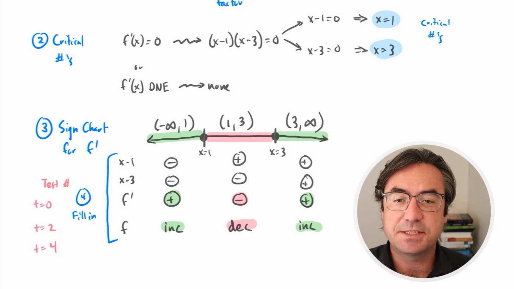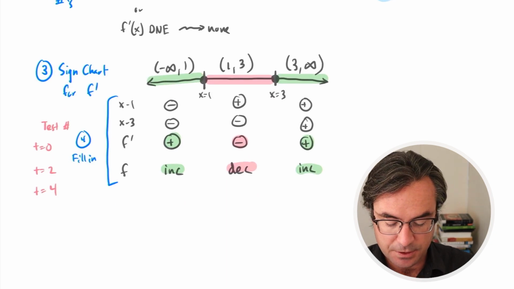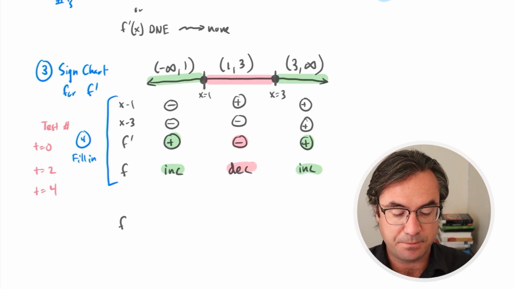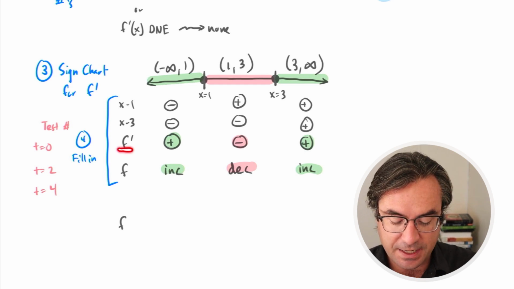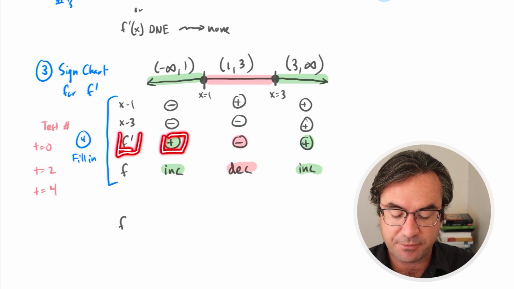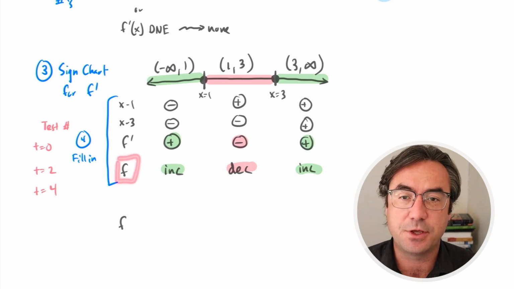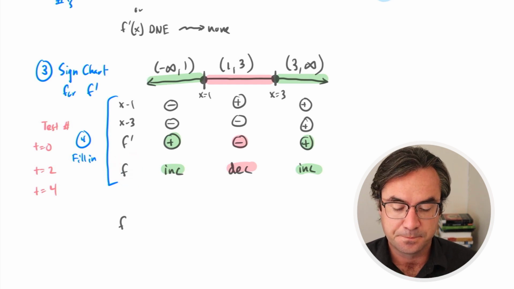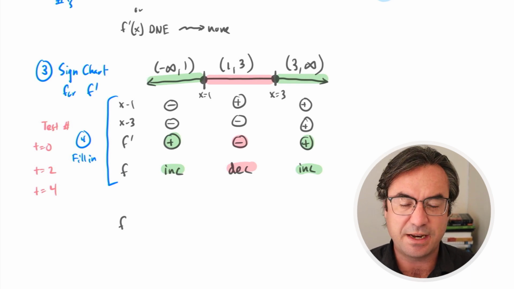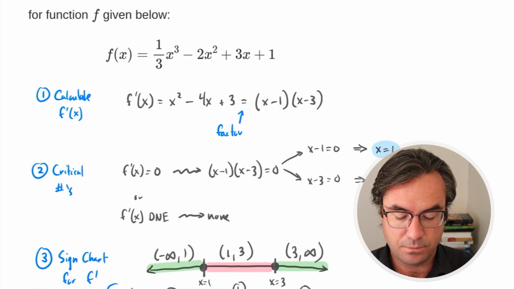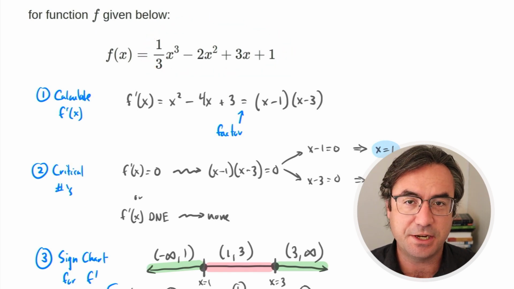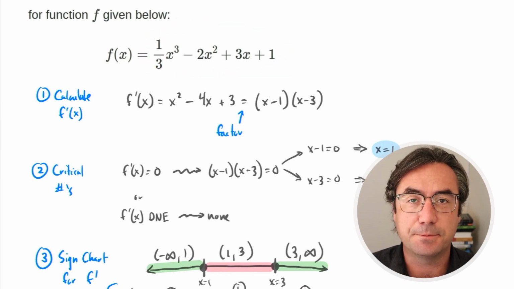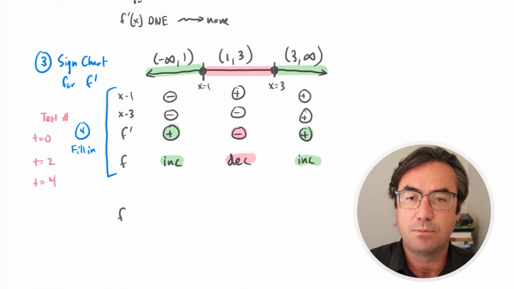And now we can state our intervals. So f, the original function. It's important to keep this in mind. We're figuring out the sign of f prime. So we know where f prime is positive or negative. And what this is doing is telling us about the original function. So the original function here was this one right here. So we know where this function is increasing, decreasing, where it's moving up, where it's moving down.